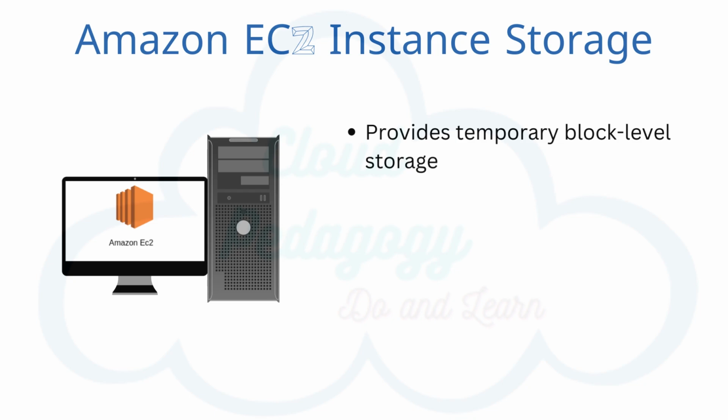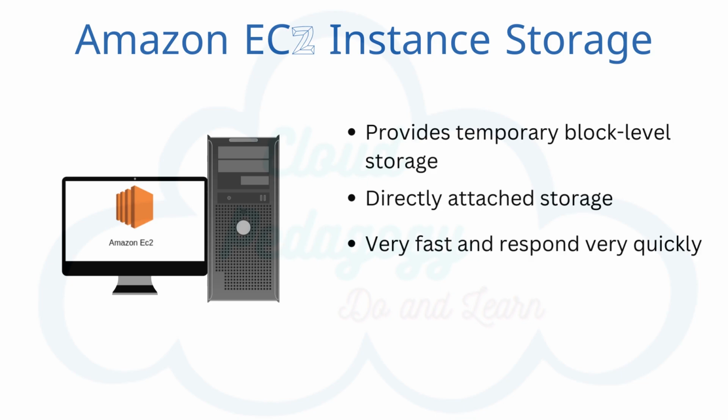Amazon EC2 Instance Store provides temporary block level storage for your instance. Instance Store is a form of directly attached storage, which means the underlying physical server has at least one storage unit directly attached to it. This direct attachment is also the main advantage of using this form of storage. Because it is so close to the physical server, it could be very fast and respond very quickly.